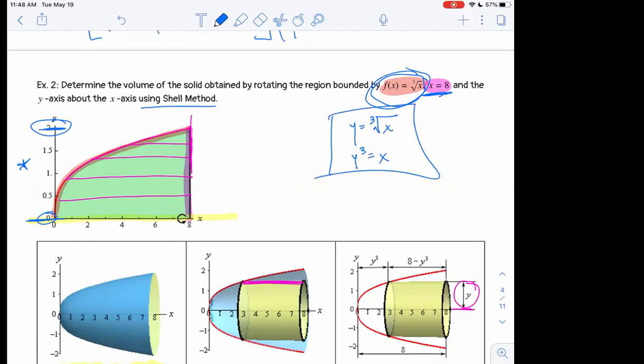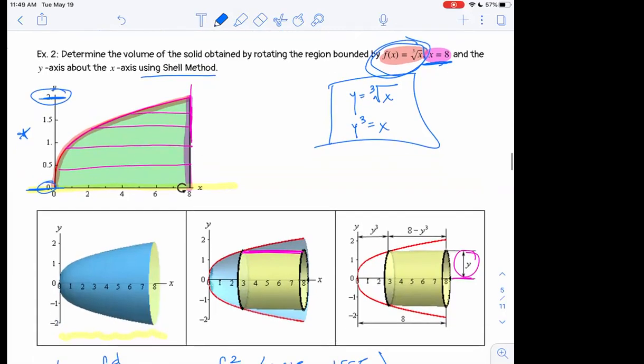Okay, that makes more sense. Thank you. All right. Any other questions? I thought we were using the shell method because there were no right and left curves.